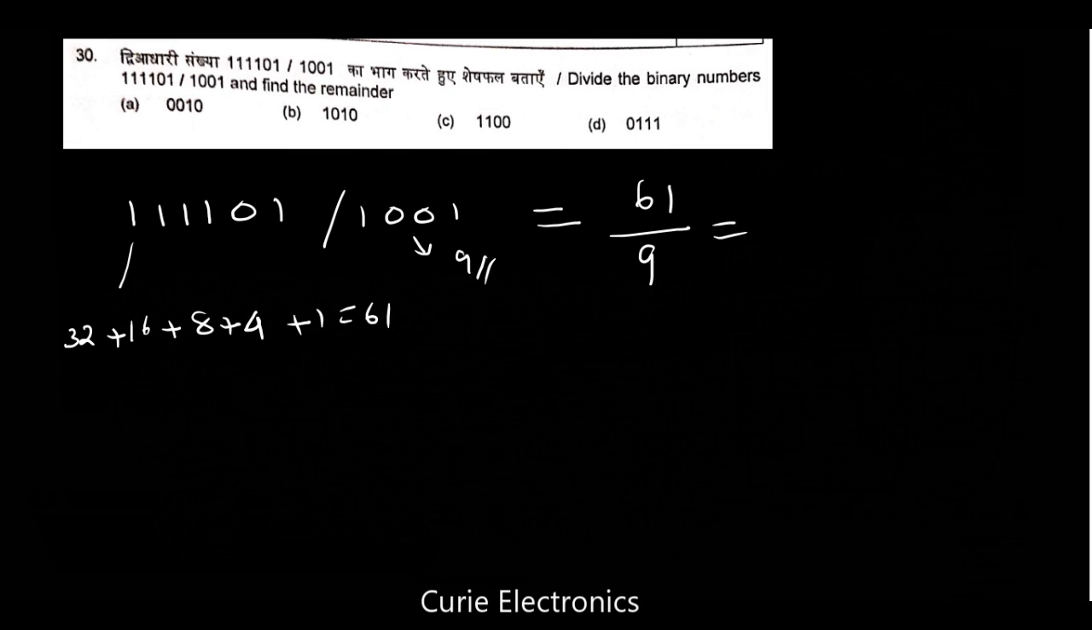Divide the binary numbers and find the remainder. He is asking what is the remainder. So 9 times 6 is 54. That is, 9 multiplied by 6 equals 54. 7 is the remainder. How do you write 7 in 4-bit? 0111. So option D is the right answer.